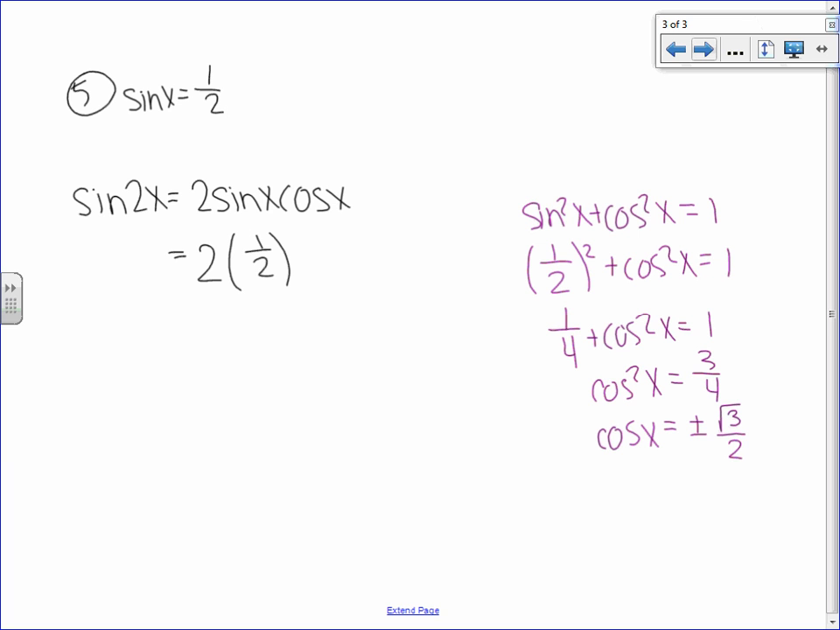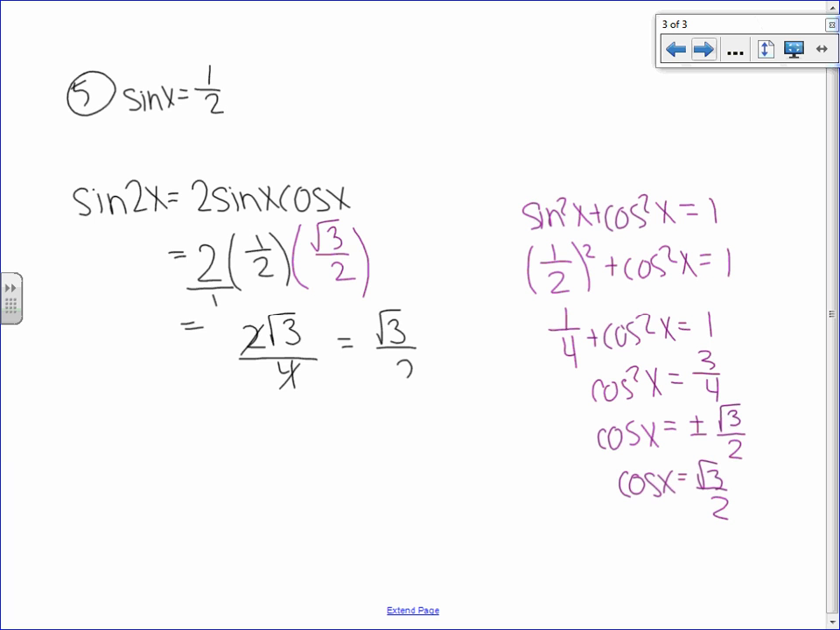They told me that my angle was positive and acute, so that means I'm in quadrant 1, where cosines are positive, so I just want the positive answer. So that is what I will plug in here. And then remember, this 2 is like over 1, so I can go ahead and multiply straight across. 2 times 1 times the square root of 3 is 2 square root of 3. And 1 times 2 is 4. Cancel, cancel. You get the square root of 3 over 2.